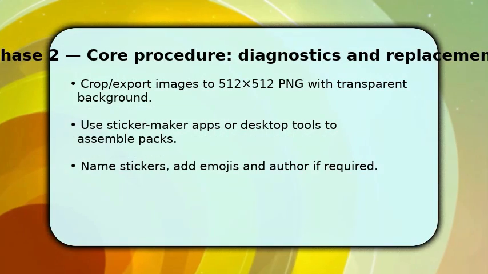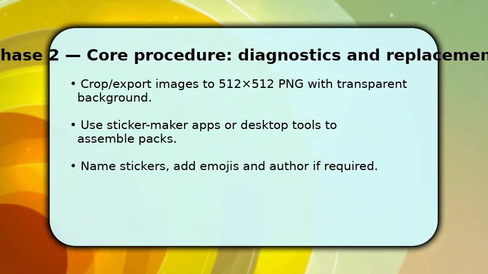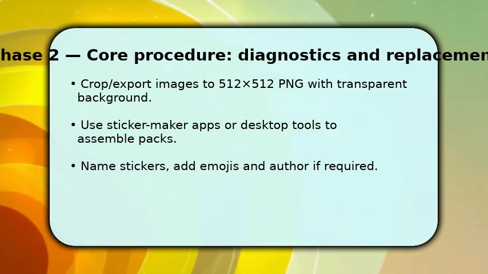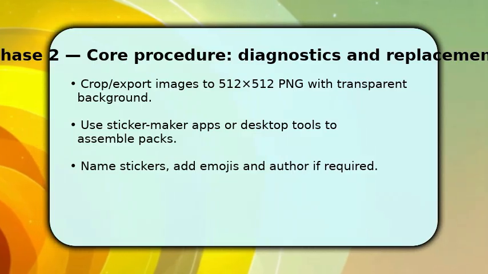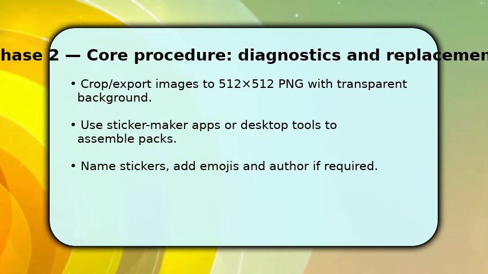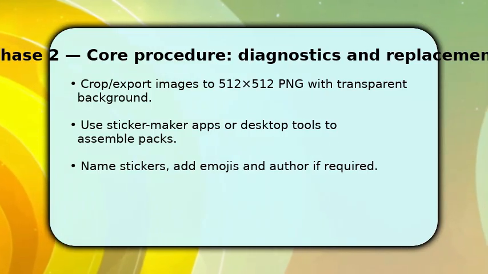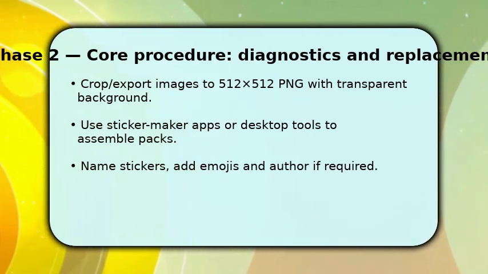Now you create or collect the actual sticker files. If you're designing, export each image as a 512 x 512 PNG with transparent background and trim excess space. This preserves visual clarity. Once your images are ready, import them into a sticker maker app or use WhatsApp-compatible desktop tools to assemble a pack of at least 3 stickers.